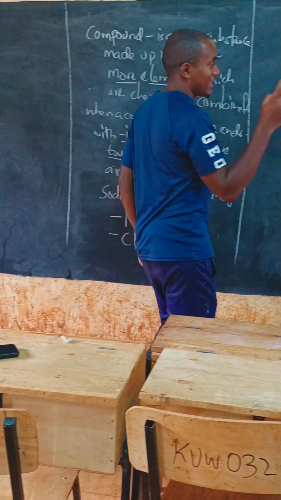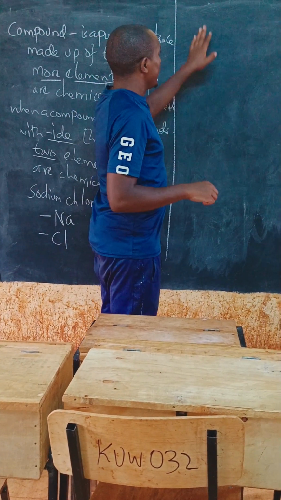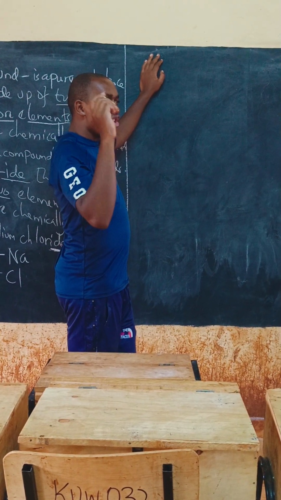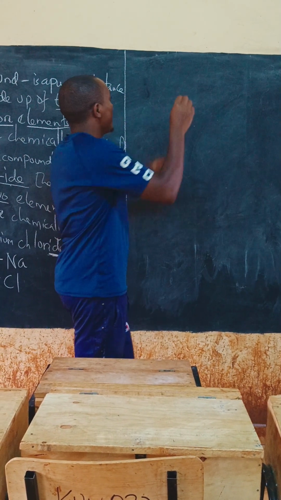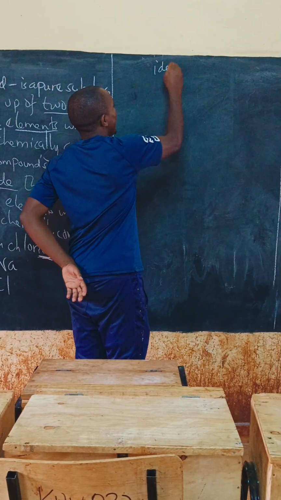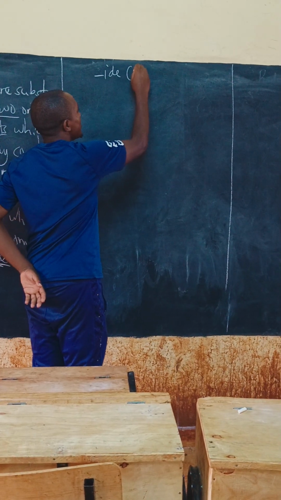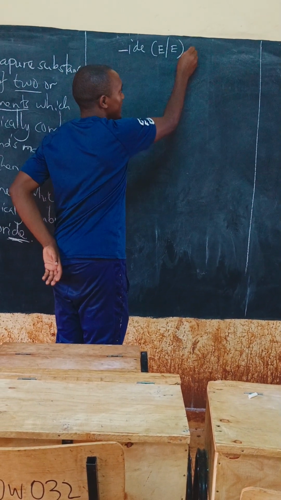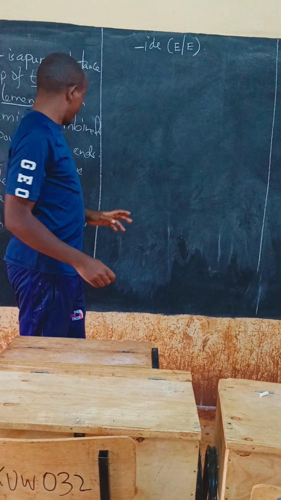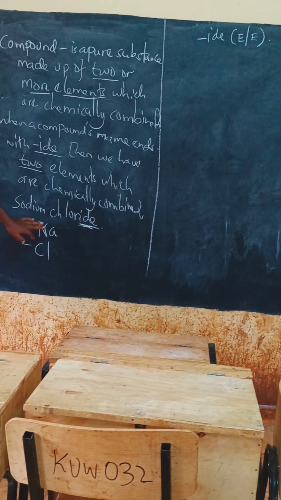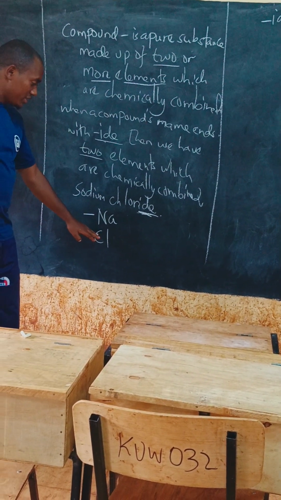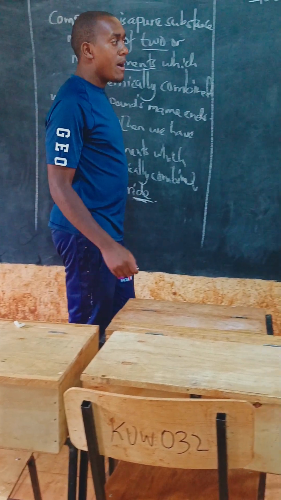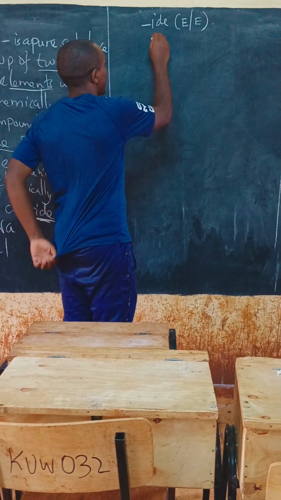So now a conclusion: when a compound's name ends with IDE, it therefore means that we have two elements that are chemically combined. So for example, in sodium chloride, we have sodium and chlorine. That's why we have the name sodium chloride. And then how are we going to write the formula of this compound?